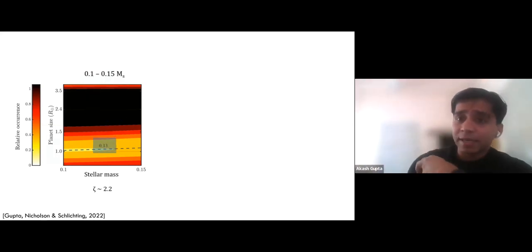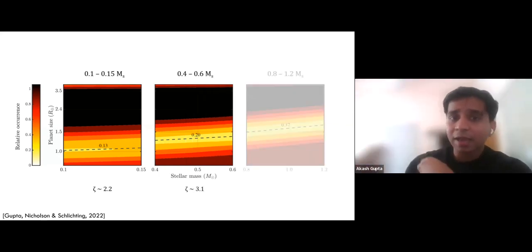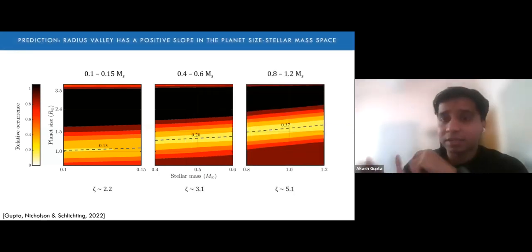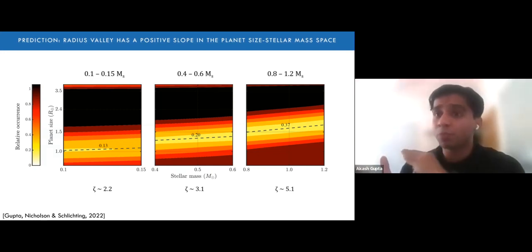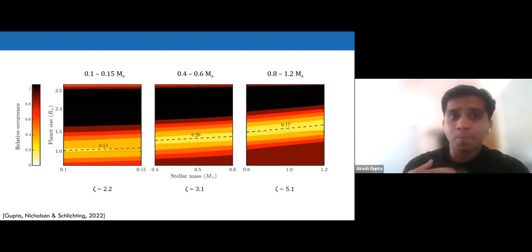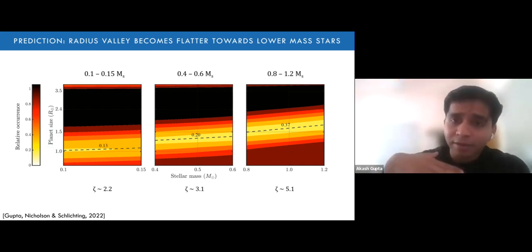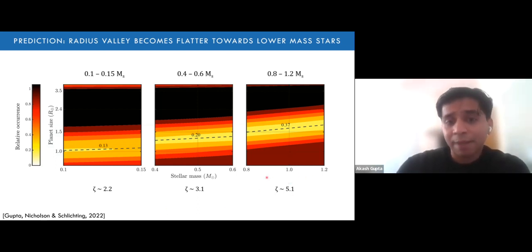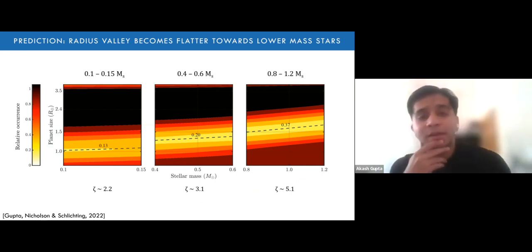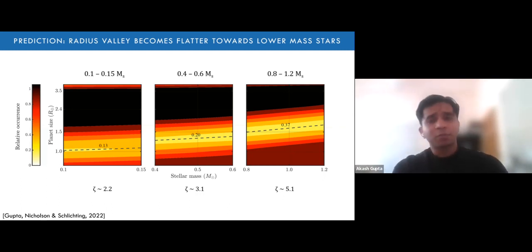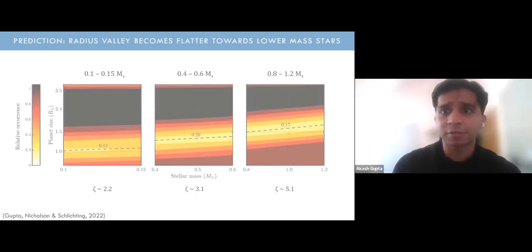Now we repeat the same exercise for the 0.5 solar mass and 1 solar mass cases. And as you can clearly see, first of all, the radius valley slope is positive, and the slope becomes flatter as you go towards lower mass stars. And this trend is basically encapsulated in how these zeta values change, as I was mentioning before, or as our analytical prescription was telling us. So this is all right. We have some new predictions, but how does this compare with observations?